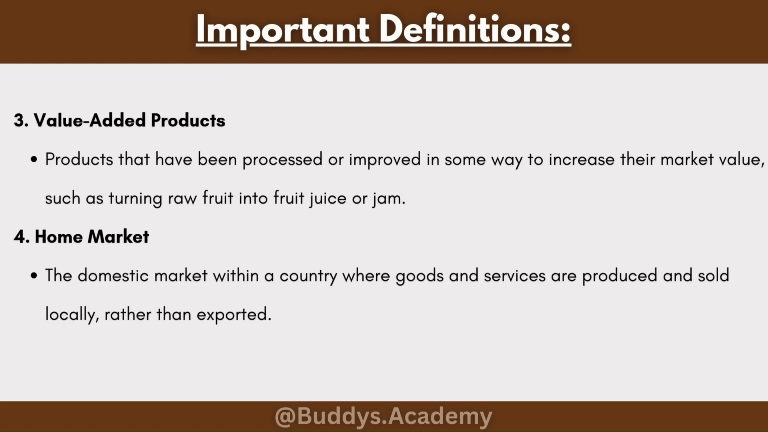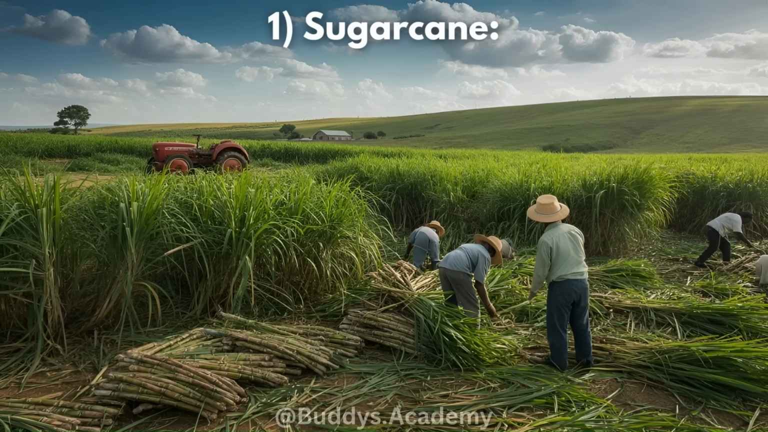Another definition would be your value-added products. So these are products that have been processed or improved in some way to increase their market value, such as turning raw fruit into fruit juice or jam. Right? Think about taking grapes and turning that into wine. Those are your value-added products. And the last definition would be your home market. So this is the domestic market within a country where goods and services are produced and sold locally rather than exported.